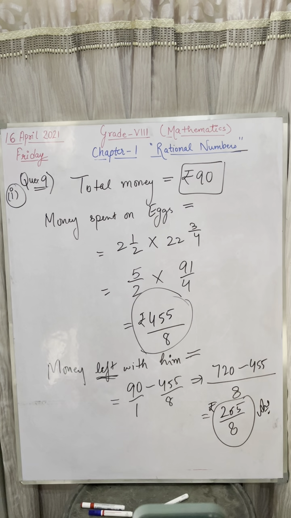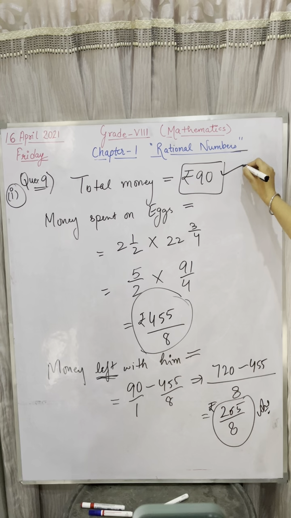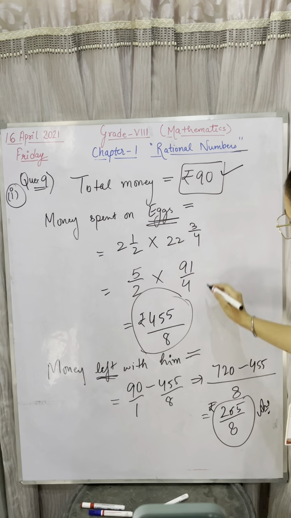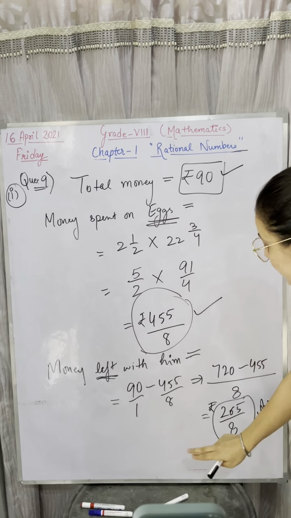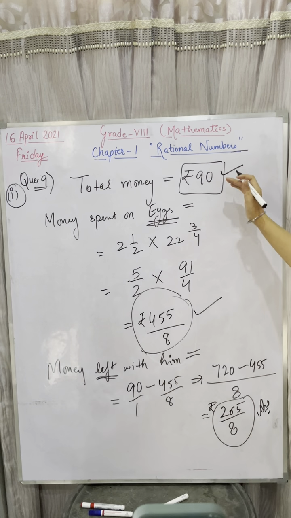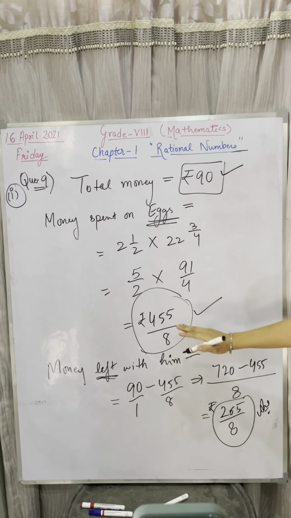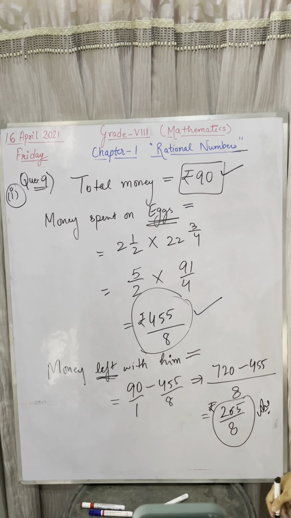Hardik, Manvi, very good. So this is the total money he was having, this much money he has spent on eggs. Now how much money is left with him? Go with the subtraction. From the total money, subtract this much money, and take out the answer. Again, I'm saying don't take out the answer in decimals. Up to fraction, your answer is absolutely correct.